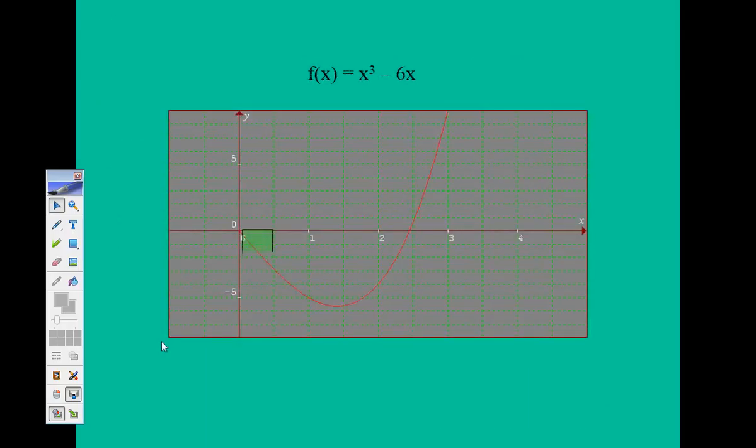So let's look at the graph. This is what we have found. There are the rectangles that we have used to estimate the area under the curve. Now this is a net area because part of the function is below the x-axis, part of it is above the x-axis.